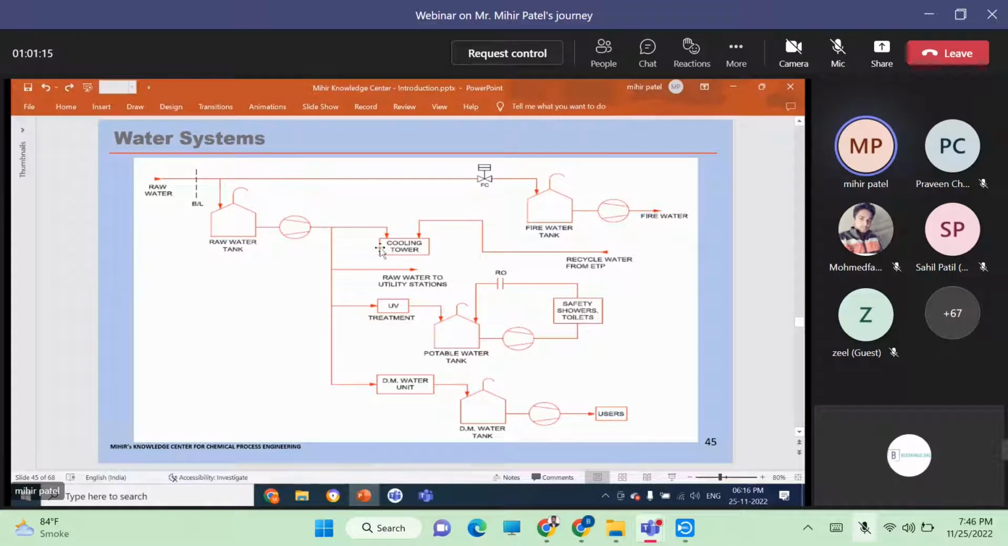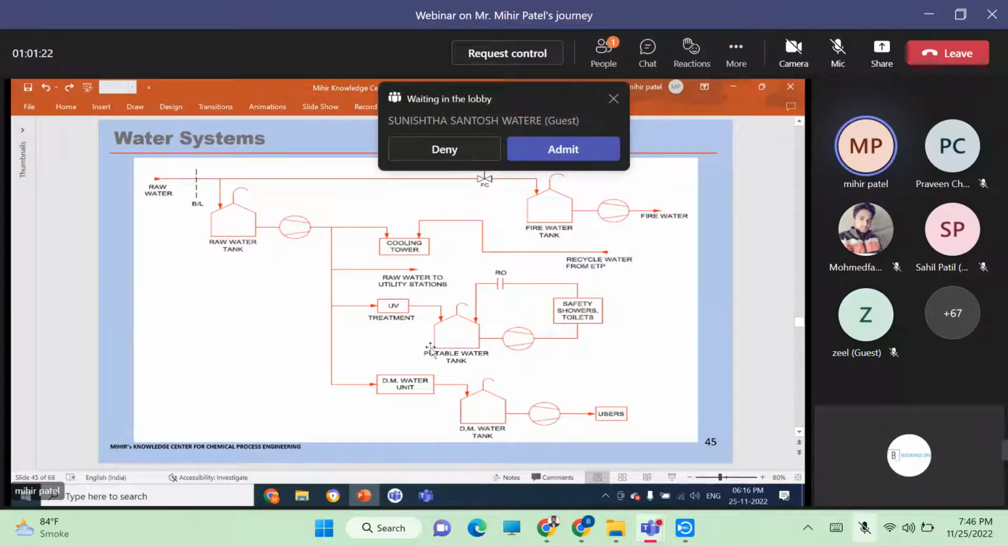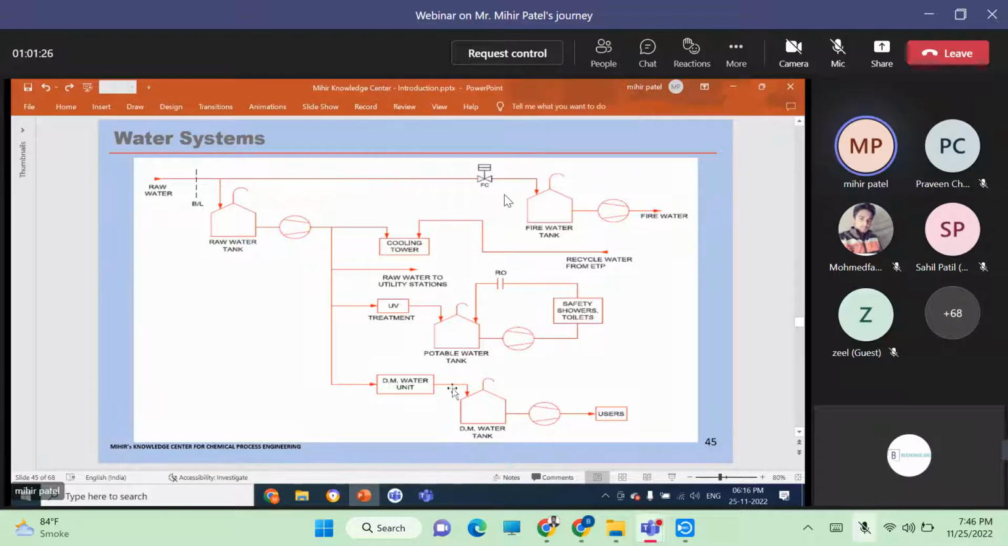Raw water then can be used in cooling tower as a makeup. You can have utility stations. You can treat it, remove the algae, make it potable water, which is used for safety showers, drinking purposes. Or you can take it as a tapping for a DM water unit, demineralization, softening unit, which produces DM water, which is used in, let's say, the actual process, you may use it in a reactor, for example, or you can use it in boilers, etc. So this is a water system.